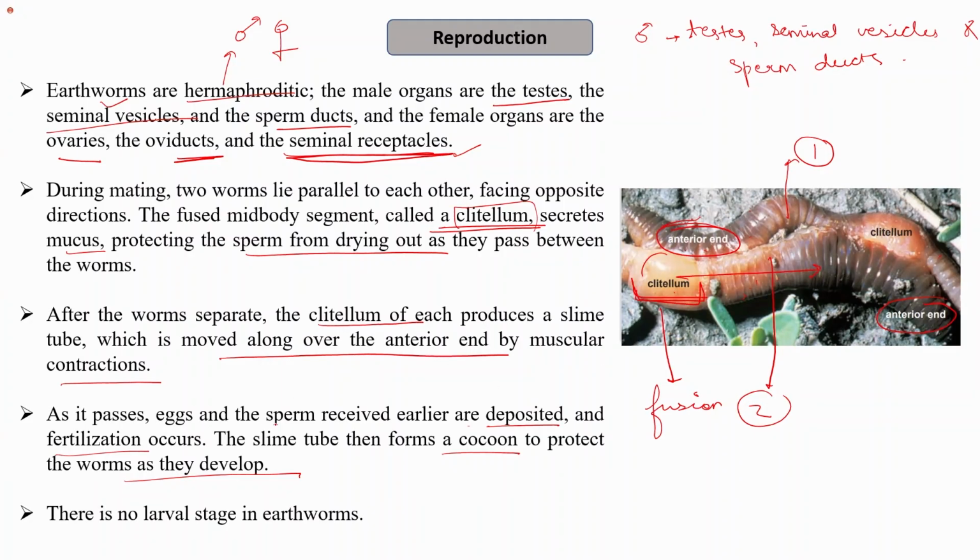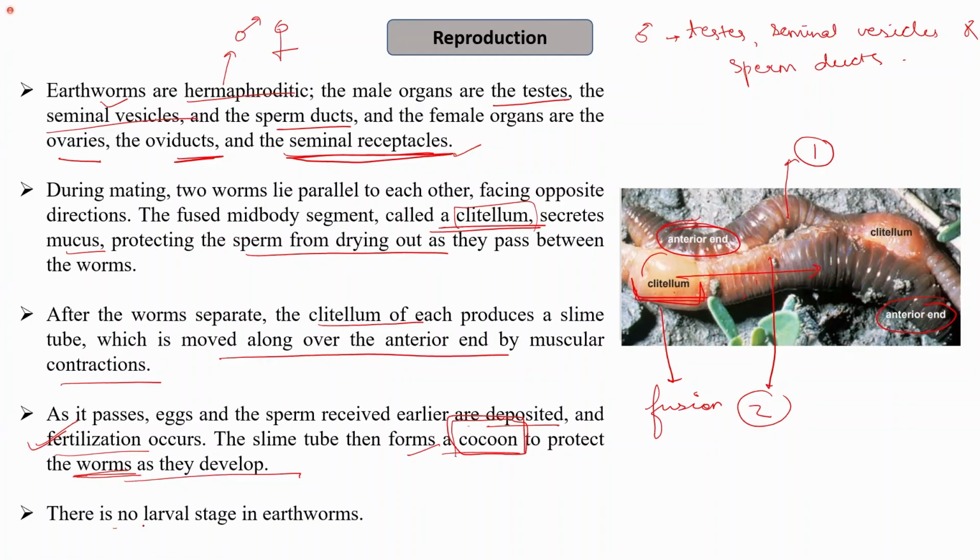As it passes, eggs and sperm received earlier are deposited here, and during this, fertilization happens when eggs come in contact with the sperm. The slime tube then forms a cocoon, which is the covering on the worm. So the young worms which are now formed are covered in the cocoon.